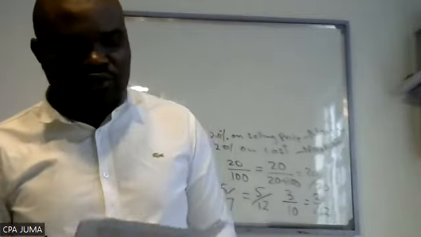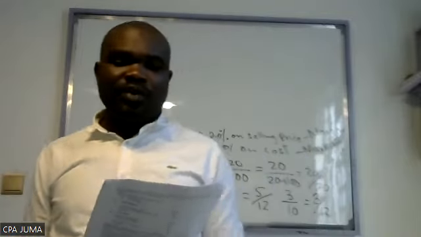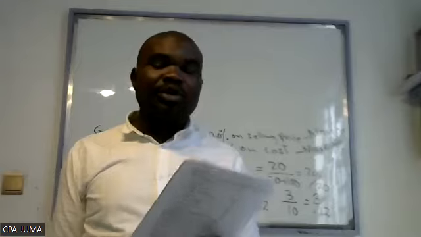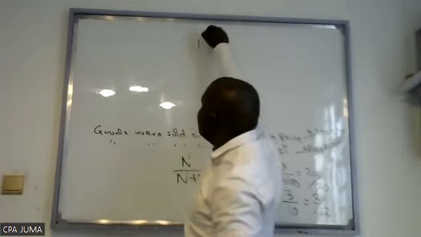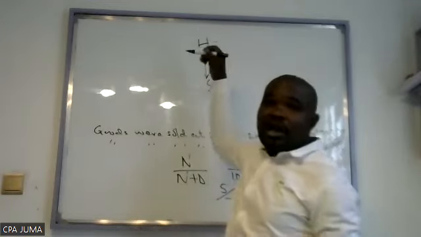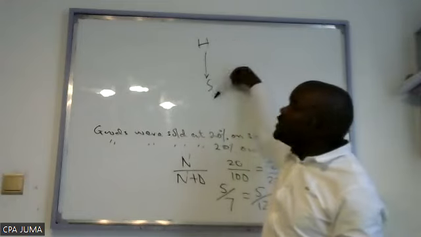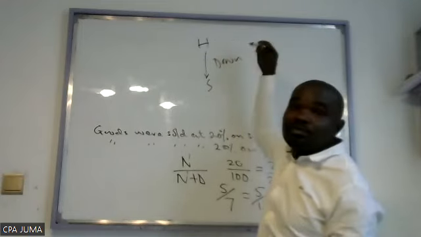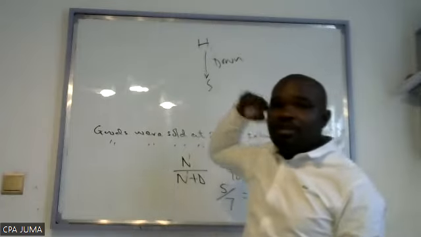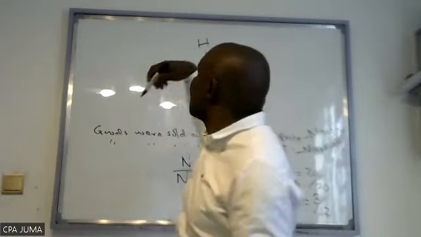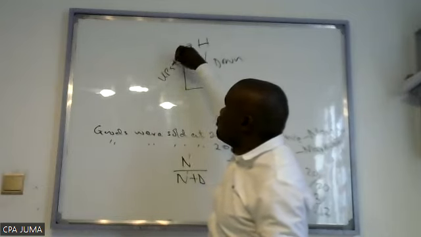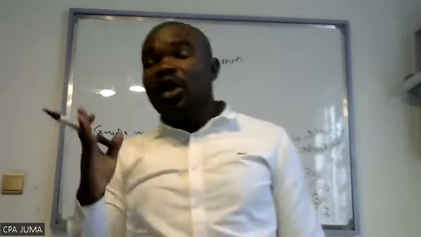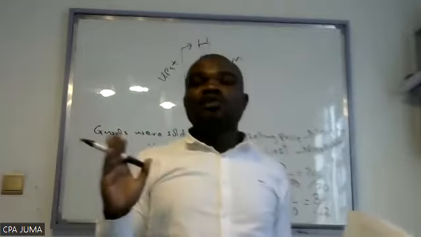Let's proceed. However, elimination of UPI depends on the sales stream. We have two streams of sale. This is H, this is S. When H sells to S, this is called downstream sale. So a sale from parent to subsidiary is called downstream. A sale from subsidiary to parent is called upstream.